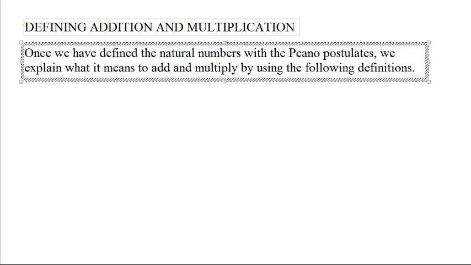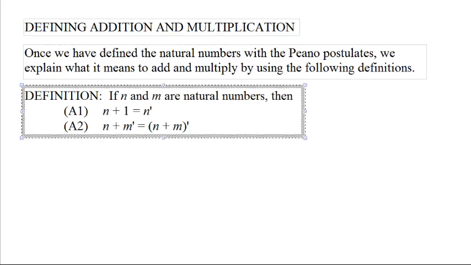Defining addition and multiplication on the natural numbers. Once we've defined the natural numbers with the Peano postulates, we explain what it means to add and multiply by using the following definitions. Definition.